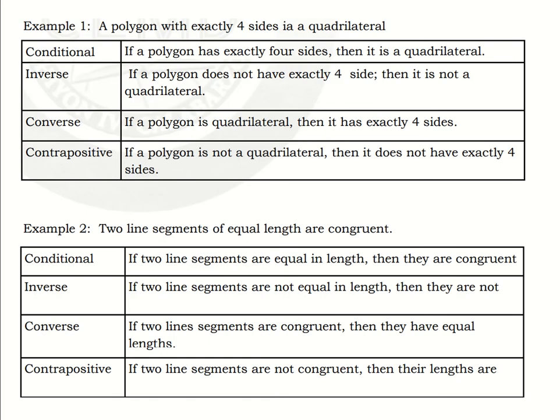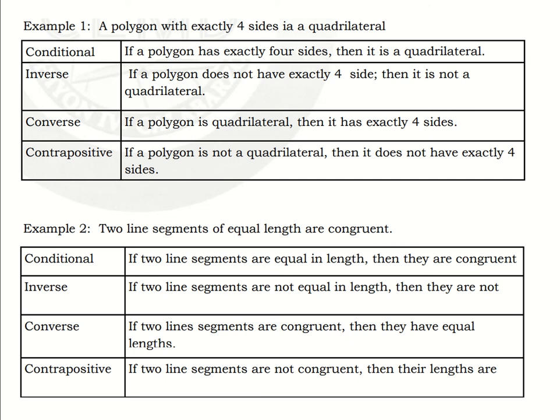So, here are the examples. A polygon with exactly 4 sides is a quadrilateral. The conditional statement here is, if a polygon has exactly 4 sides, then it is a quadrilateral. So kung ine-negate daw natin yung mga statements sa conditional, ang tawag natin dito ay inverse. If a polygon does not have exactly 4 sides, then it is not a quadrilateral. Sa converse naman, if a polygon is a quadrilateral, then it has exactly 4 sides. Mula ito sa conditional, di ba? Pagbabalikin rin lang natin si hypothesis tsaka si conclusion.